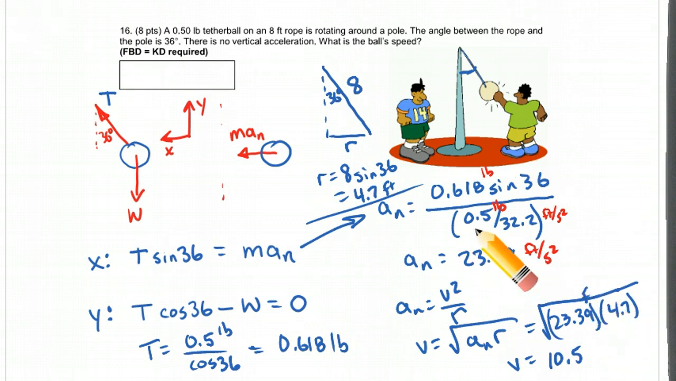This is feet per second squared, and that's feet, and we're taking the square root of it. So this is going to be 10.5 feet per second.